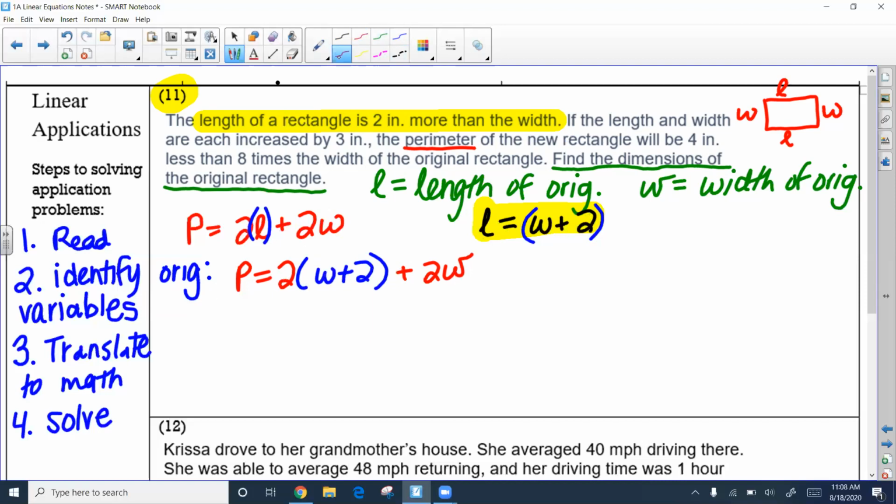Okay, now let's do the new rectangle. There's a couple of things we're going to have to do here. The first thing is the length and the width are each increased by 3. So that means I'm going to have to add 3 to the length, and I'm going to have to add 3 to the width. Now the right side of my equal sign, leave some space here for the left side. We're going to have to deal with this in a second. But the right side of the equal sign, I'm going to add 3.